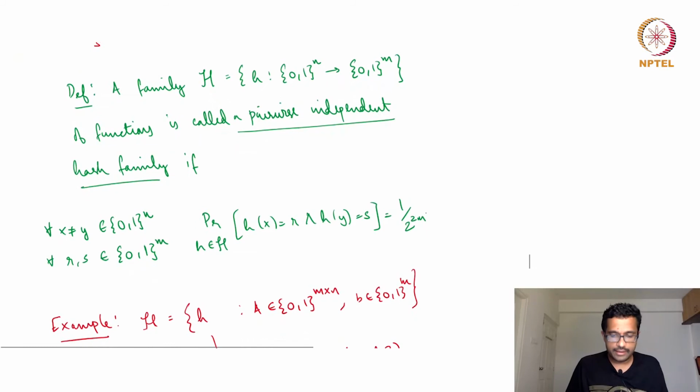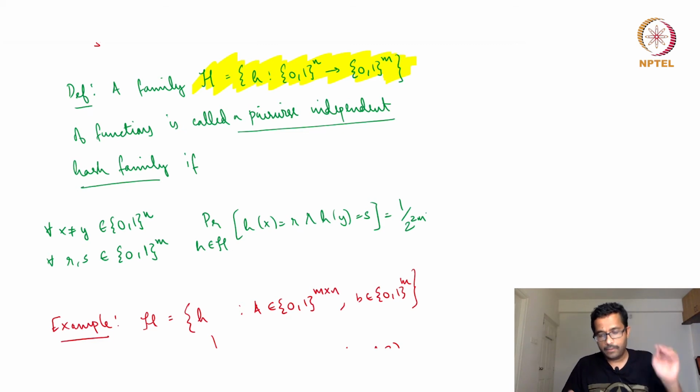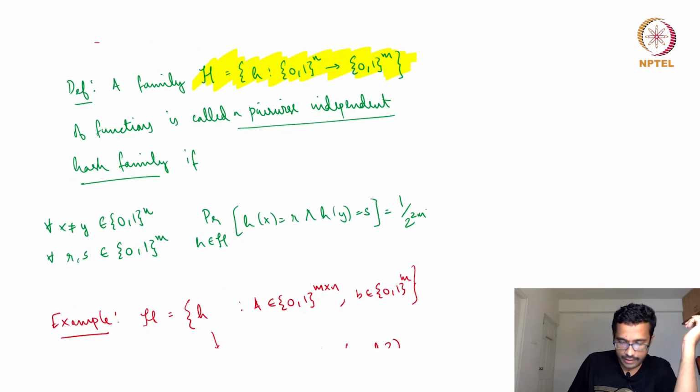Right? It is enough to work in this class. So let me define what a pairwise independent hash family is. A family H is called a pairwise independent hash family, where H is a family of functions from {0,1}^n to {0,1}^m, if it has property 2 that I have written here. For x and y not the same from {0,1}^n, and r and s from {0,1}^m, if you randomly choose a small h from the family, what is the probability that h(x) is r and h(y) is s? This probability should be 1 divided by 2^(2m).